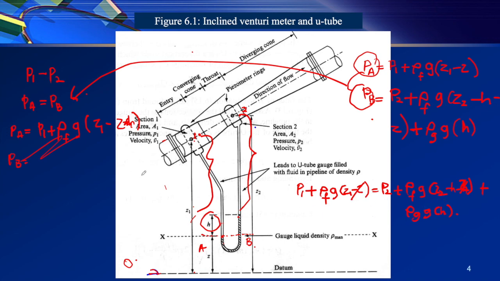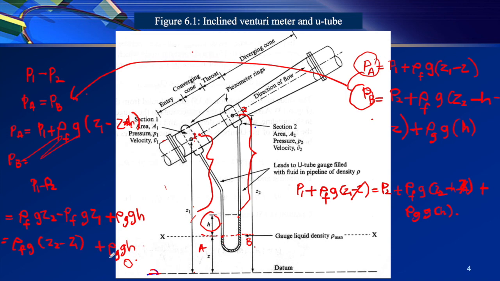So rearrange this equation to get P1 minus P2. P1 minus P2 equals, so bring it here, P2 will be here. So your equation will become rho fluid g Z2 minus rho fluid g Z1 plus rho gauge g H. This is your equation. Now you can write it as rho fluid g (Z2 minus Z1) plus rho gauge g H. So from here, this is P1 minus P2.